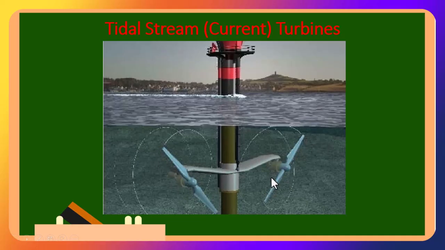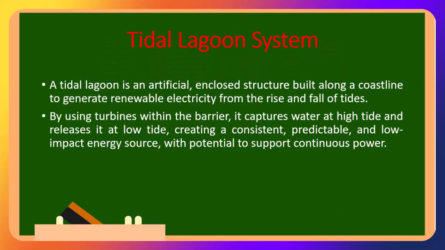Even if the flow of water is very slow, we will get an effective, efficient turbine that will rotate because the velocity or the density of the water is more.